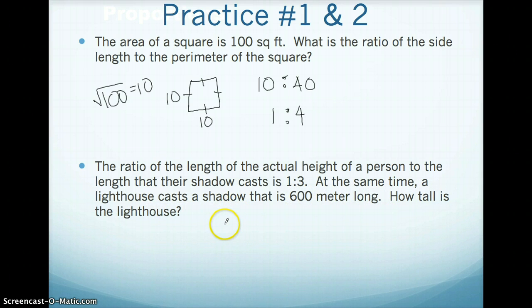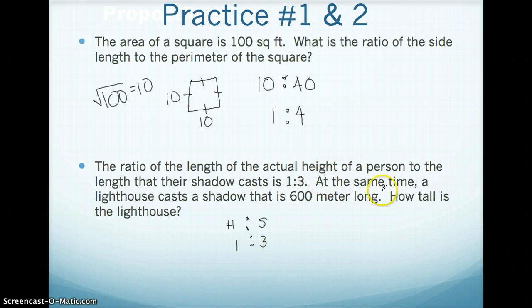Okay, well, here's the height, and this is how I want you to do all equivalent ratios. You need to put your category that you're comparing. And so the categories are the height and the shadow. So I'm going to put H for height, S for shadow. And so the height is 1 and the shadow is 3, right? We double check to make sure that that is correct.